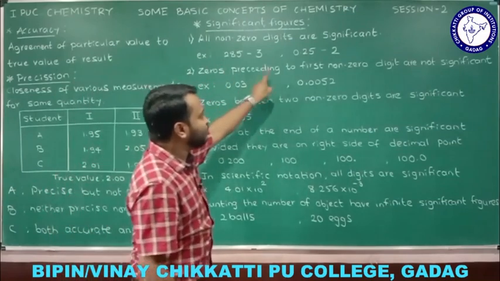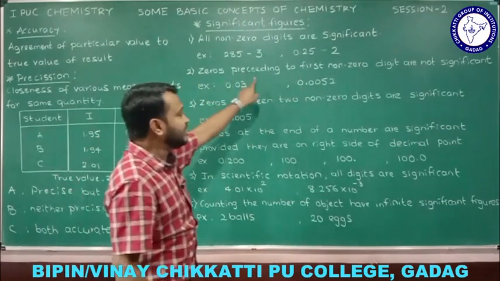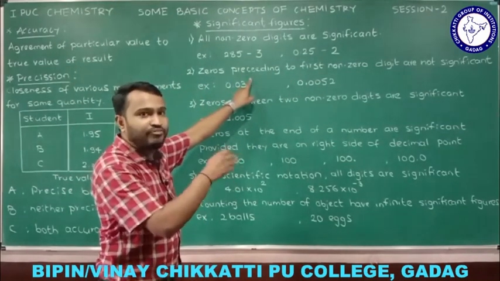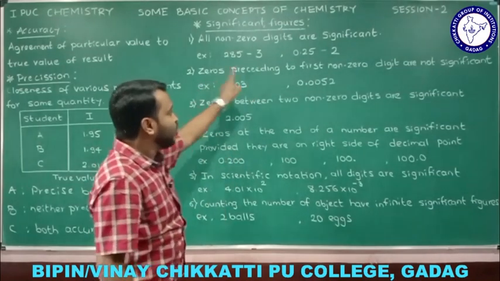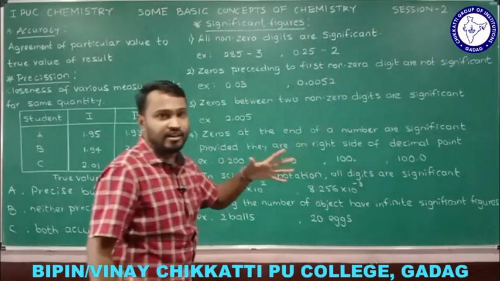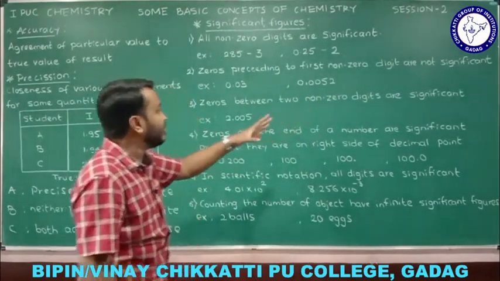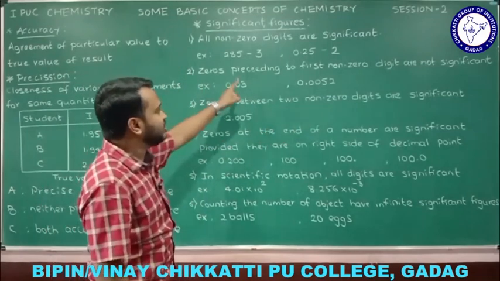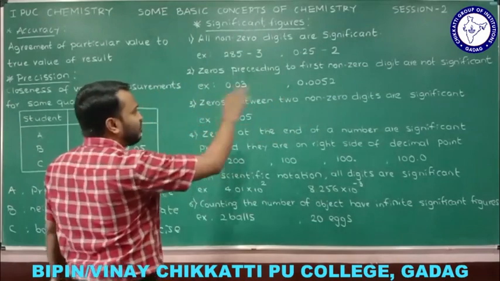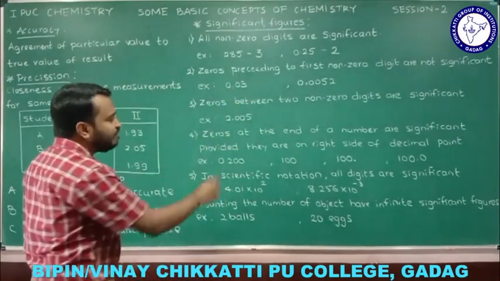Zeros preceding the first non-zero. Here, zeros preceding the first non-zero means the previous ones, the left side ones. The zeros preceding the first non-zero digit are not significant. They don't have meaning. They don't have value. I repeat, zeros preceding the first non-zero digit are not significant. You won't understand if you read only the statement, so now I will come to an example.